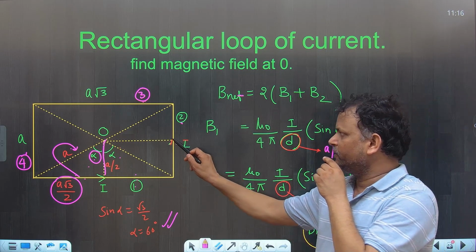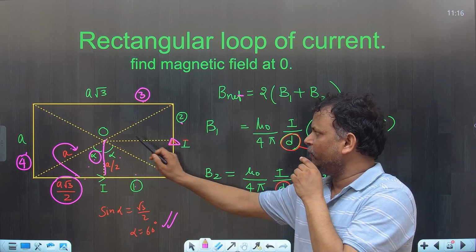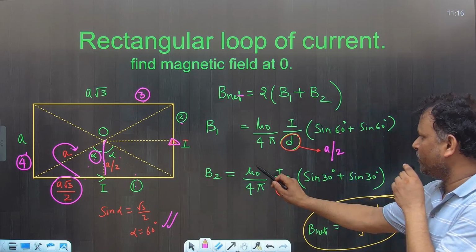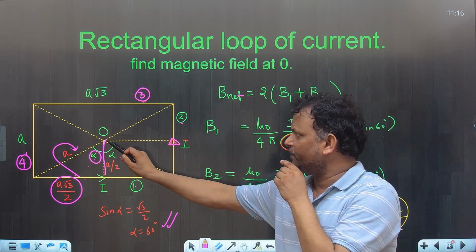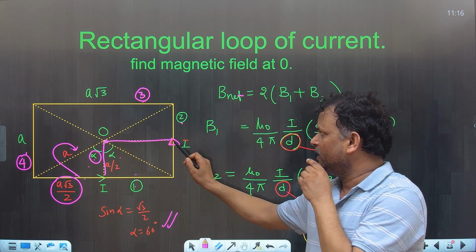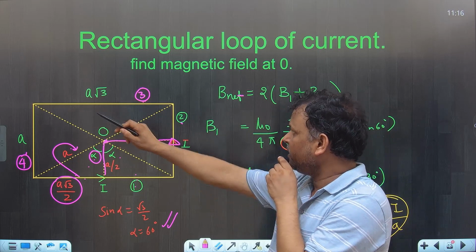Now we come to this wire. What is the magnetic field due to this wire on O? We will write the formula again, right? What is the value of D? It is the length of the perpendicular from point O on this, and this total is a root 3.